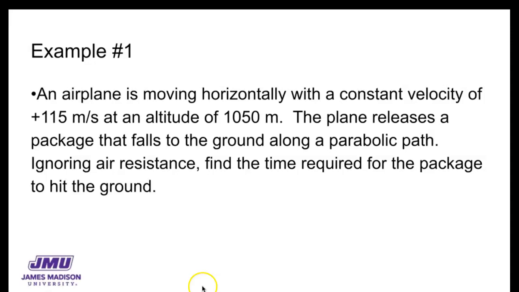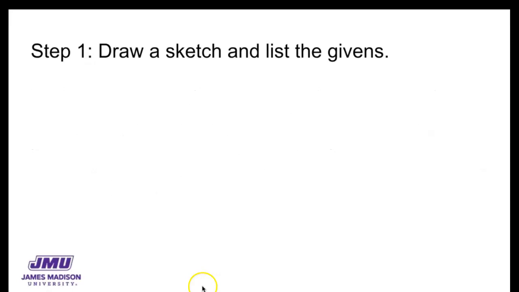What's not spelled out super specifically here is that if the airplane is moving at 115 meters per second, then the package is moving 115 meters per second inside the airplane in a positive x direction prior to being dropped. All right, let's take a look at what we need to do. Step 1 for any problem: draw a sketch and list out the givens.